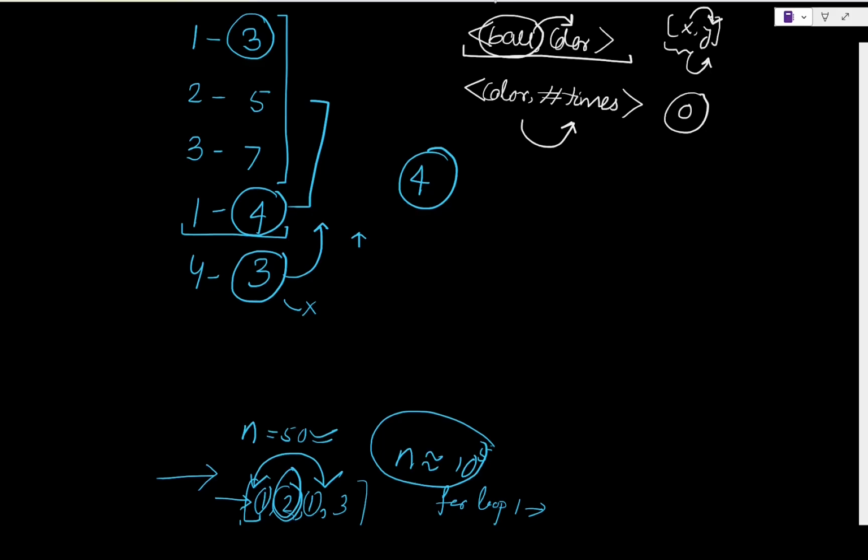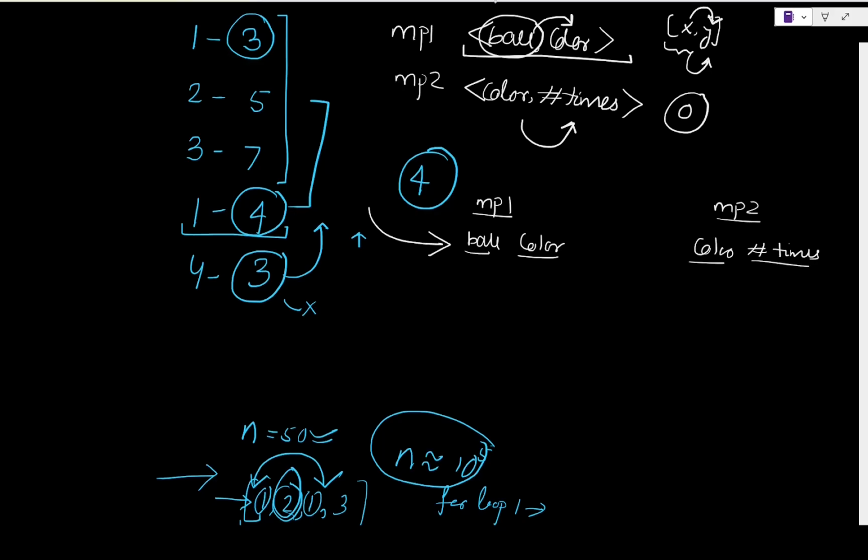Let me explain what I have done through this example, since the direct implementation itself is kind of confusing. Let me call this map 1 and this map 2. In map 1, I have the ball and the corresponding color. Map 2 has the color and the number of times, meaning how many times this color has appeared.